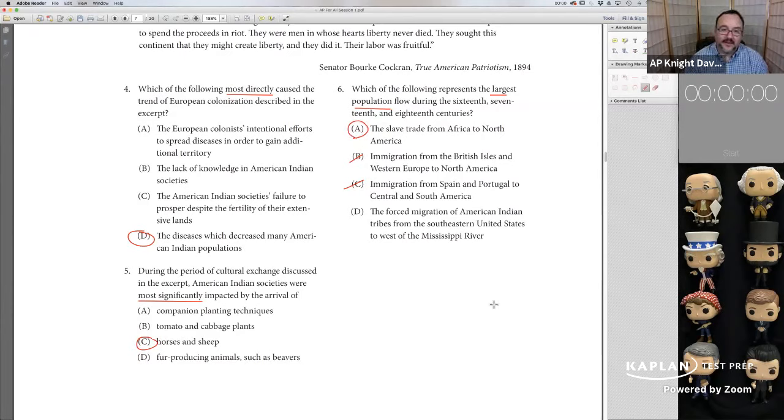Because think about it, by the time the Civil War rolls around, the population is over half Black. And those ships had hundreds and hundreds of people in them. So they're going to be the ones that are bringing the most people, moving the most people, is going to be that particular process.